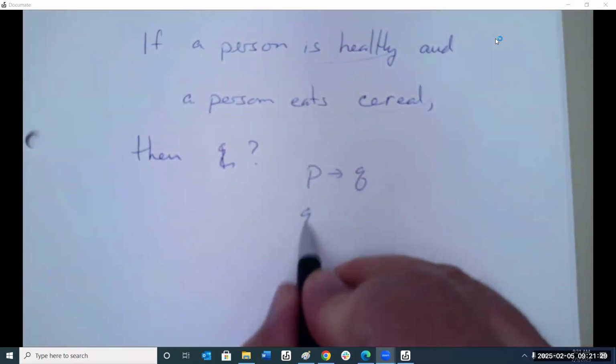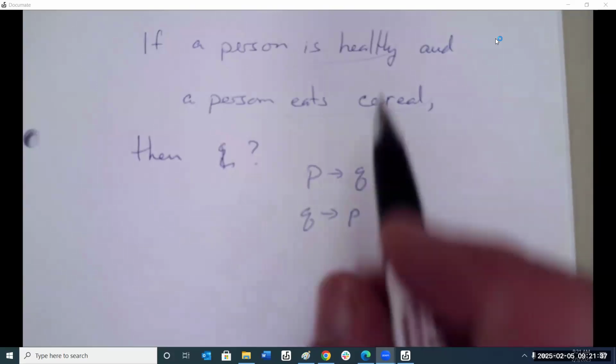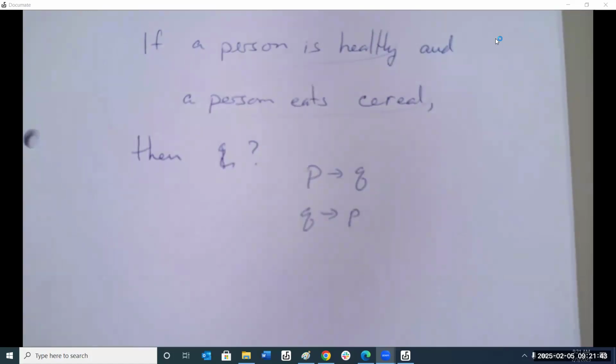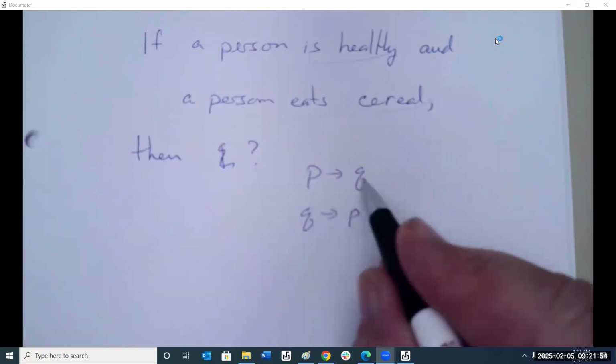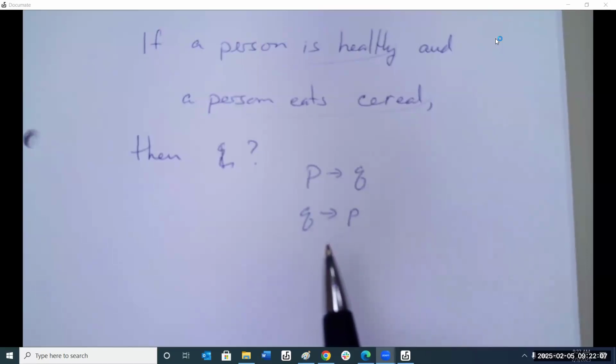Can you also say that if somebody eats cereal, then they're healthy? Are you sure? Because if a person's healthy, they eat cereal. So if they eat cereal, they got to be healthy. Is that not a true statement? Remember, if you can find me one example where it's not true, then that ruins it. That's a contrapositive. So this is people who are healthy eat cereal. Are there any unhealthy people who eat cereal? Yeah. People who just eat meat.